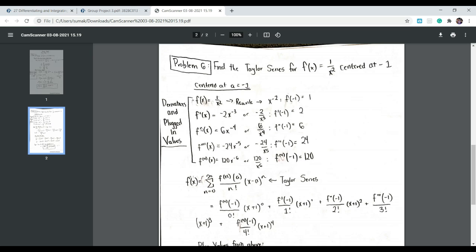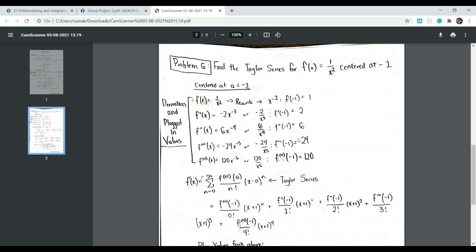So since it's centered at a equals negative 1, it will be x minus a. If you could see it down here, it will be x minus a. And so x minus negative 1 is just x plus 1. So that's why I had x plus 1 around here. So let's ignore that really quick.